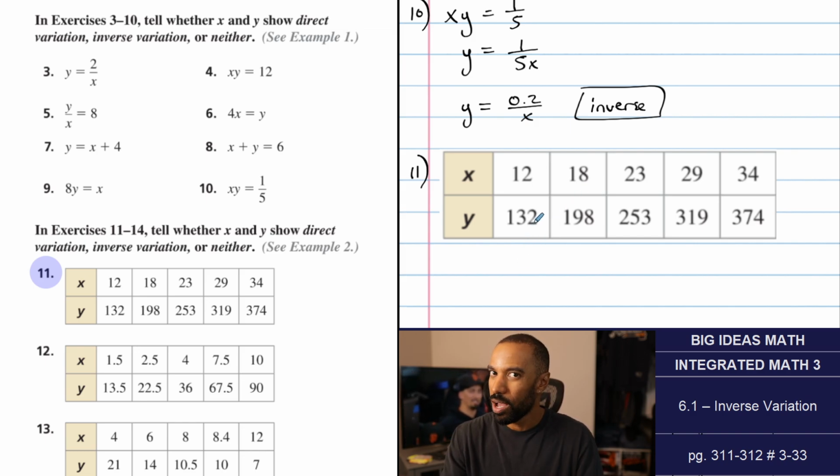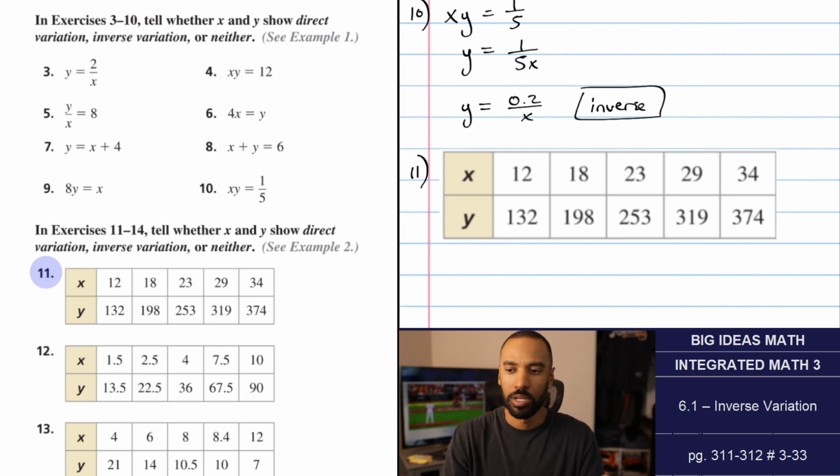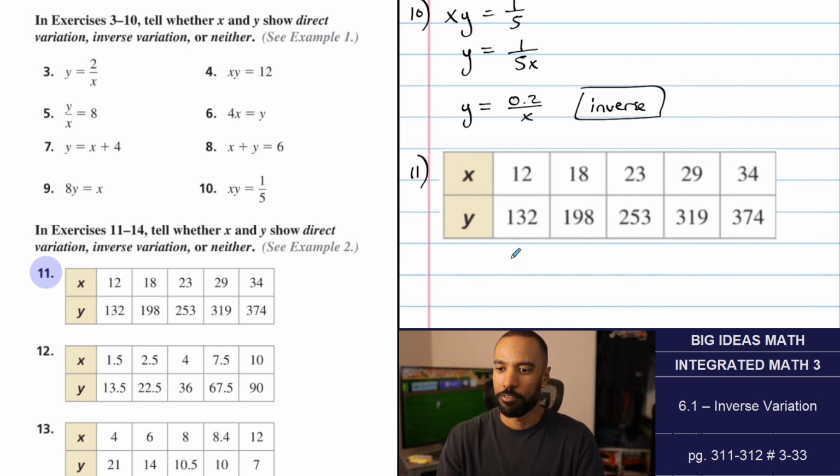I'll show it this once, but after that, you can do your test for yourself and show it's not going to work. Now, I've got to do these calculations still. I'm going to do 12 times 132. 12 times 132, this is in the background, and I get 1584. So for x times y, I'm getting 1584.